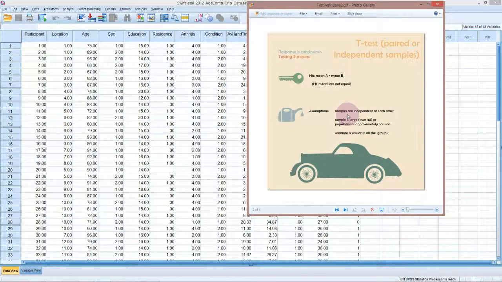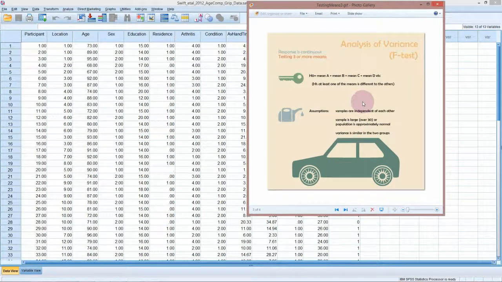The next one up might be equivalent to a two-seater car. So instead of testing one mean, we've got two means and we want to know if they're equal to each other. The response is still continuous and we're looking at the difference between two groups. These groups might be paired in that you've got two observations on each person, or they might be independent where you've got completely separate groups of people. The assumptions for the test are similar, that the samples are independent of each other, the sample is large, or the population is approximately normal. And we also expect that the variance is similar in both the groups. And we can do tests for normality and we can do tests for variance, but at the moment it's okay if you're just looking at the histograms and the box plots and just having a look at what's going on with your data. So that was last week with our one sample and our two sample t-tests.